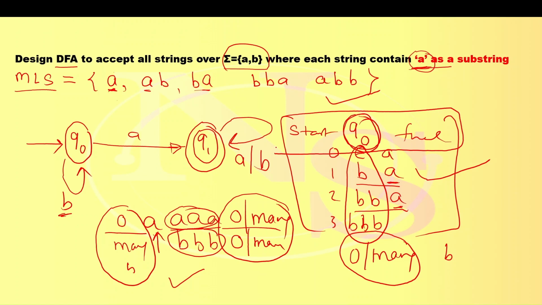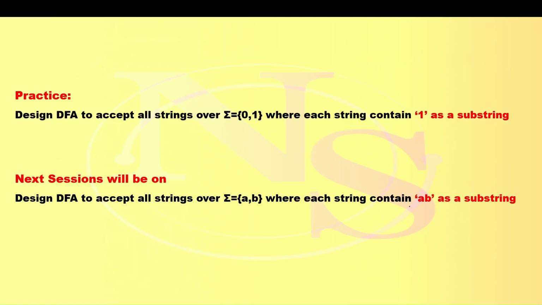It may be easy or it may be complex. Start writing the path: how to reach Q0 from the starting state, how to reach the final state from Q0. You will understand whether there is a self loop or whether it's moving to some other state. You can practice a similar kind of example where the string contains 1 as a substring.